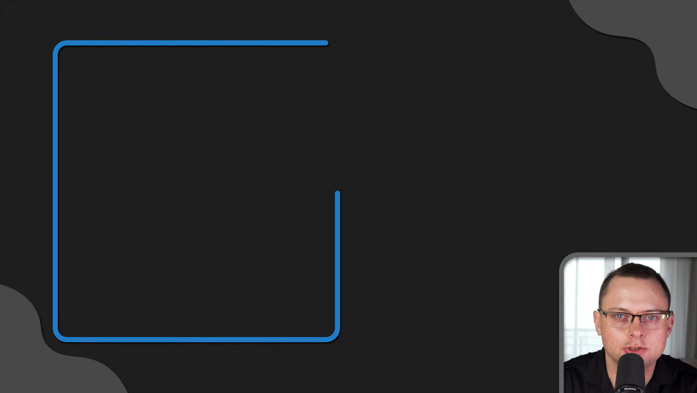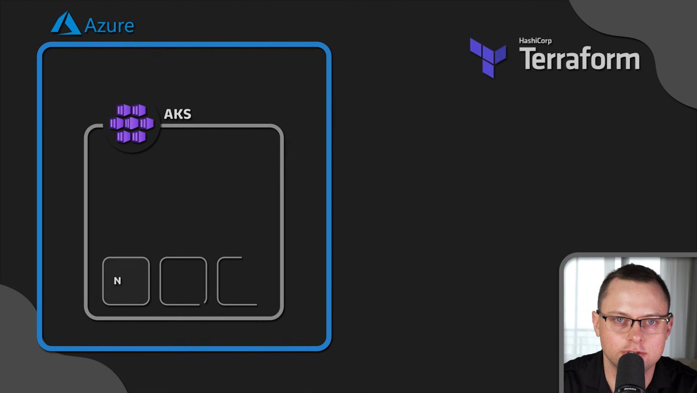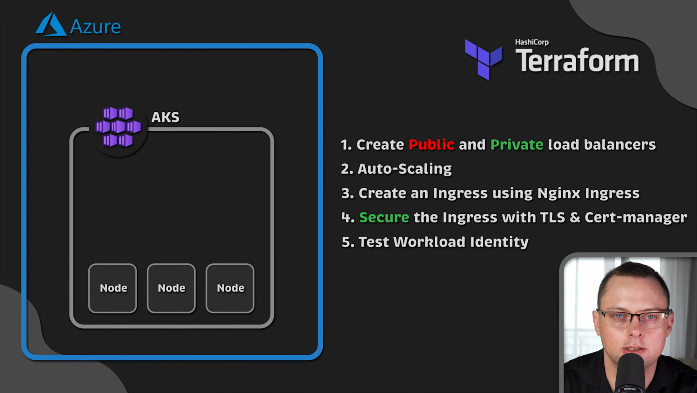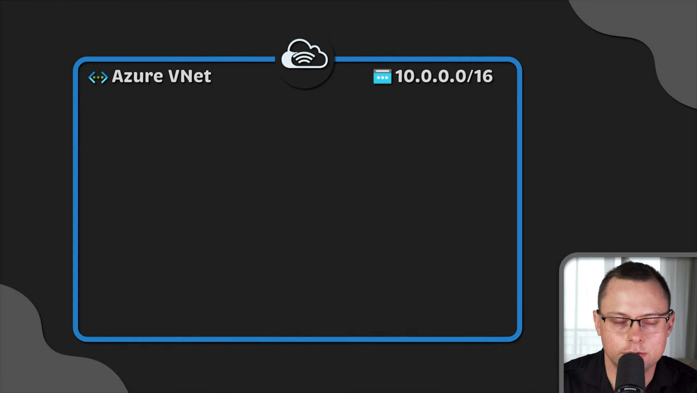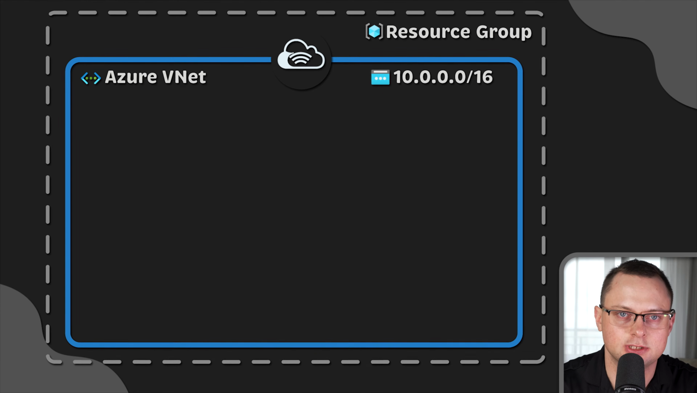In this video, I'll show you how to set up production-ready Azure Kubernetes Service using Terraform and run multiple tests to verify its functionality. First of all, we'll create an Azure Virtual Network (VNet) using Terraform. If you have never used Terraform before, I'll guide you step by step.